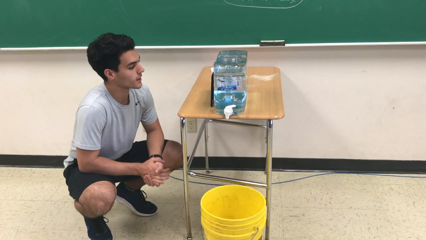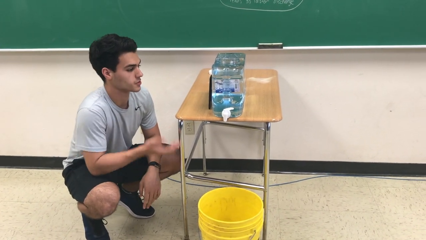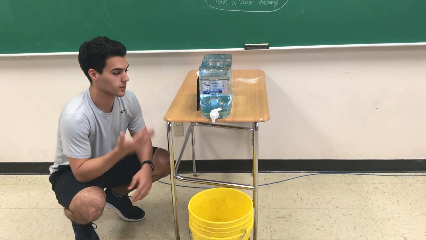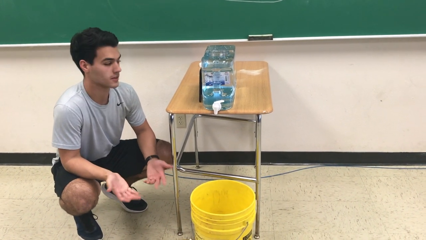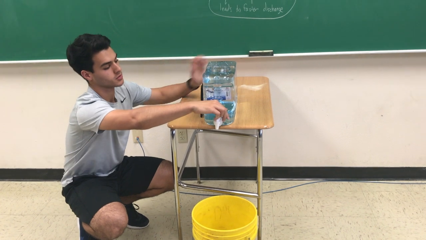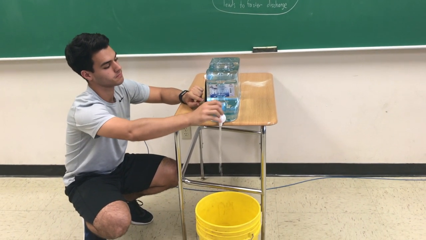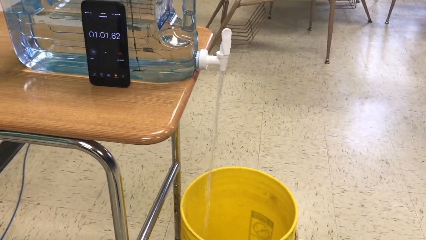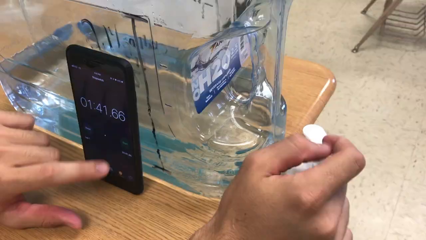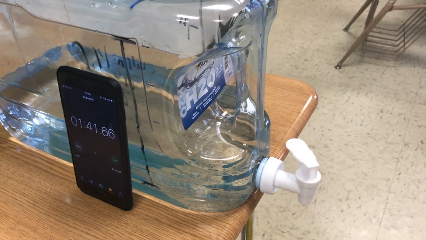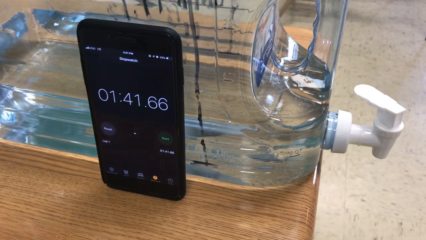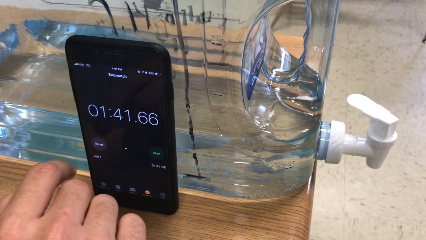All right, and now for the second experiment, we're going to drain the jug with the top open to atmospheric pressure. So we're basically going to prove that the water coming out is a lot faster. So we're going to go ahead and start. All right, so we just drained approximately 1.5 gallons of water, and it took 1 minute and 41 seconds to drain it.